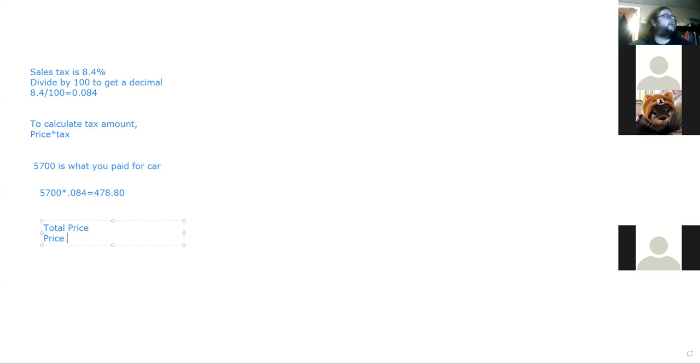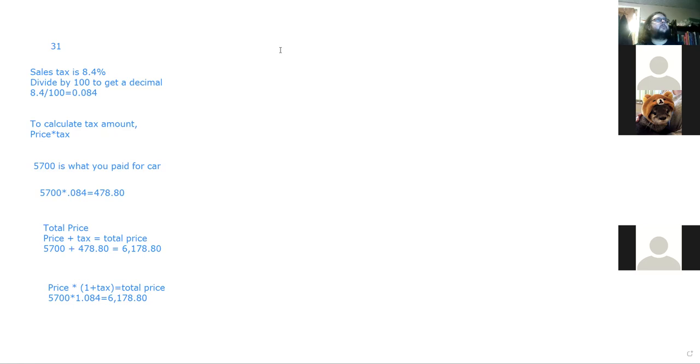Okay, so the total price, you could do two ways. You could do price plus tax equals total price. So that would be 5,700 plus 478.80 equals 6,178.80. Another way you could do it, especially if they didn't ask for this middle step, would be to take price times one plus tax. And that's your total price. So that'd be 5,700 times 1.084, which would give you the same price for the car after tax. And that's number 31.